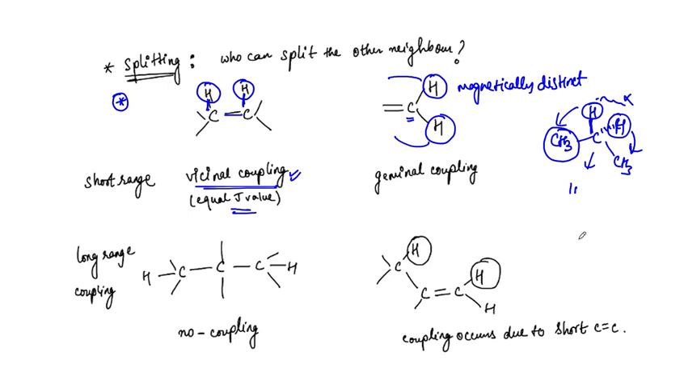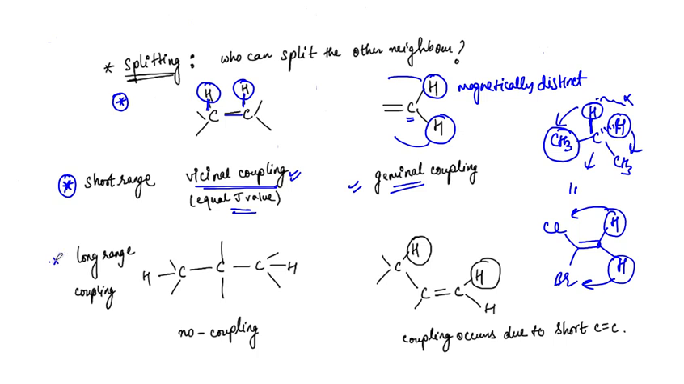But let's say we have a molecule like this, then definitely the environment of these two protons is different, and that is why they become magnetically different. We are going to have different peaks for these protons, and they are going to be split by each other. That is called geminal coupling. We are going to see some examples as well. These are short range couplings, guys.